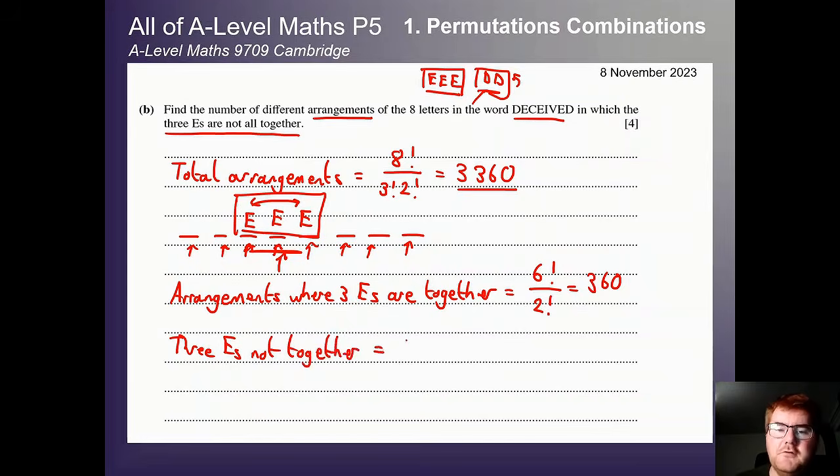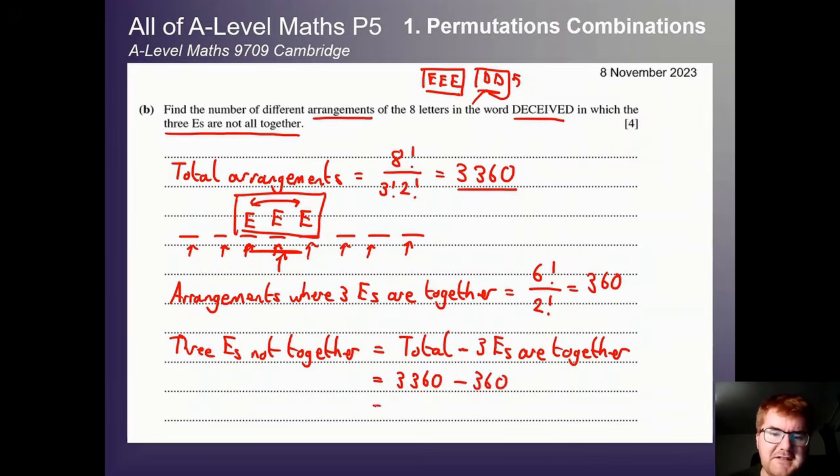Well, if we have the total arrangements for everything that's possible, and we take away when the 3 E's are together, then by definition, everything left will be combinations where the 3 E's are not all together. You might get 2 and 1, you might get 1, 1, 1, all separated out, but each arrangement will essentially not have the E's together. So all we do here is we take 3,360, we then minus the 360, and that's going to give us 3,000 different arrangements with the conditions that's given in the question here.